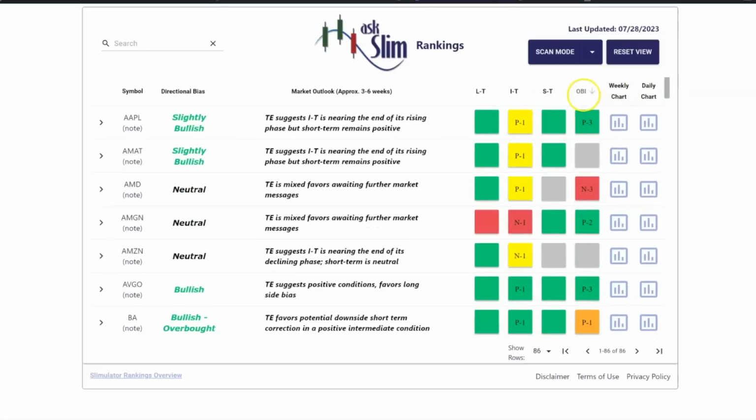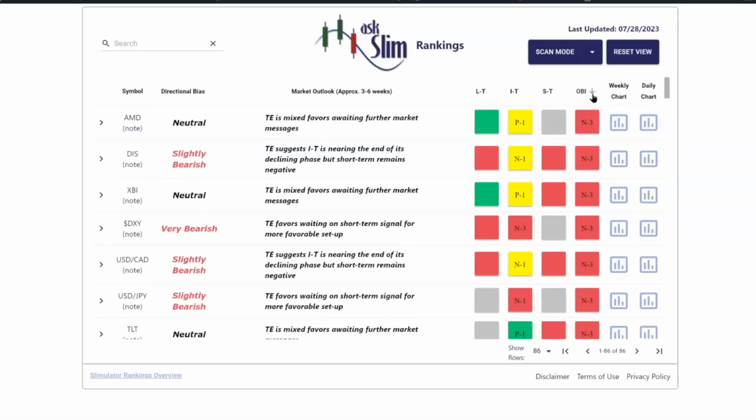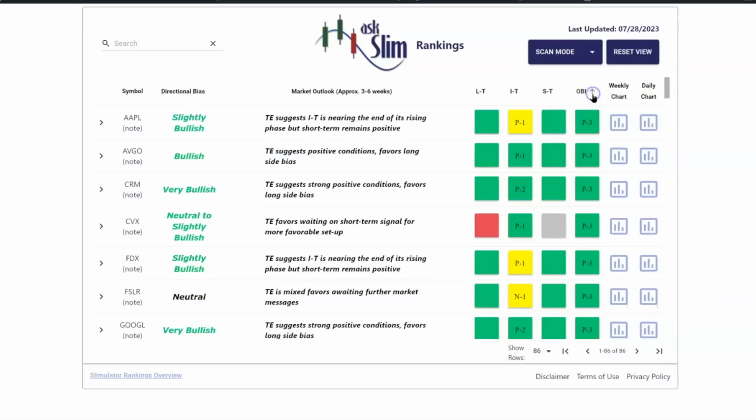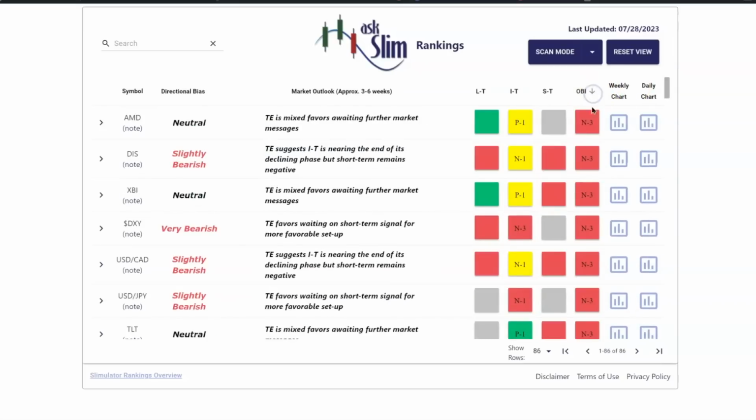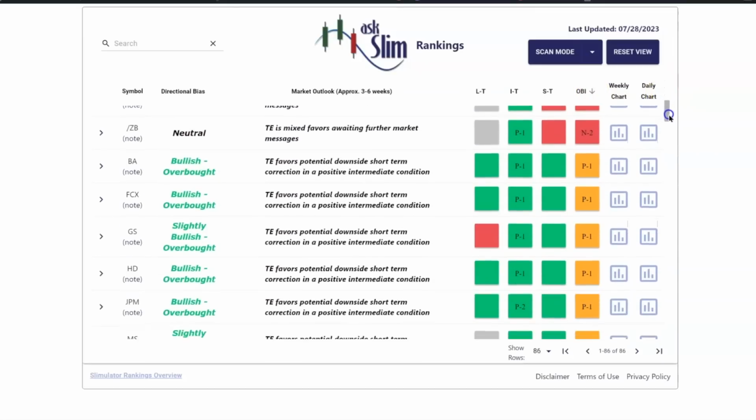What I want to do is click on the OBI right there. And then when I look at the OBI, I'm going to look for stocks that are, first of all, bearish, as you can see right over here: AMD, Disney, XBI, of course the US dollar Canadian, which we've been bearish on, and the US dollar JPY, which we've been bearish on. We're looking at the OBI specifically. But what I want to do is scroll down here to where they are orange.